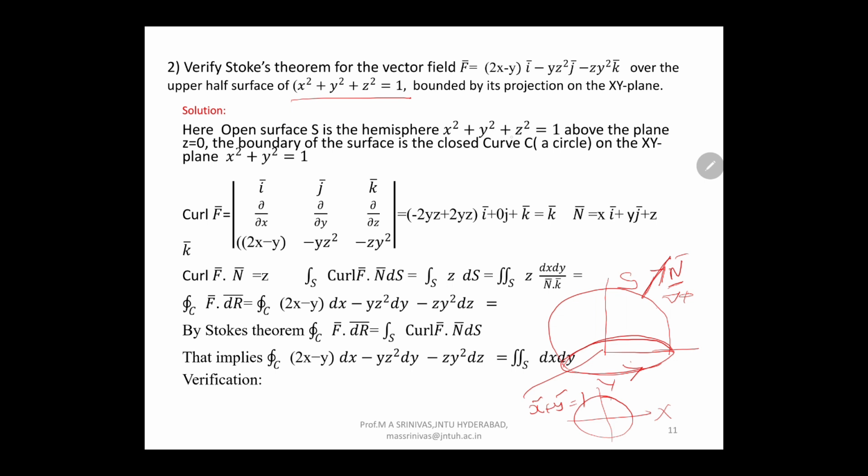Open surface S is the hemisphere above the plane z is equal to 0. Boundary of the surface is the closed curve C. Here it is a circle on the xy plane, which is x square plus y square is equal to 1.